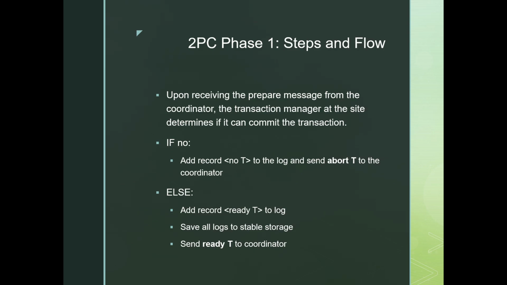What happens then? Upon receiving the prepare message, the transaction manager at a site determines if it can commit the transaction. If it can commit, then it sends the ready T message to the coordinator, saves it to the log, and saves the log to its own stable storage. But if it cannot commit, then it records a no T. That means that it cannot commit the transaction. So it records a no T in the log and sends abort T to the coordinator.